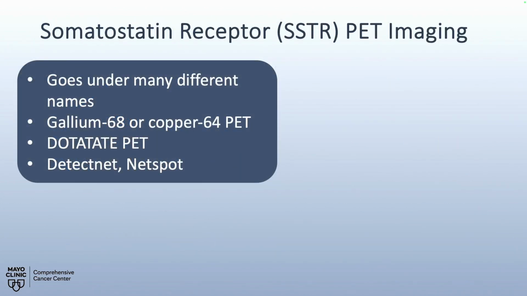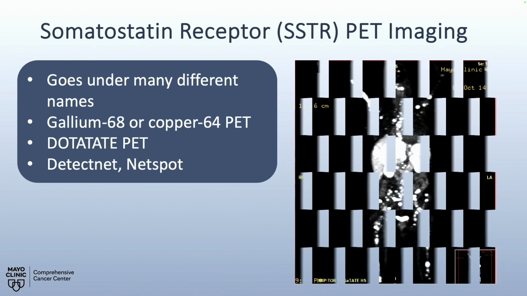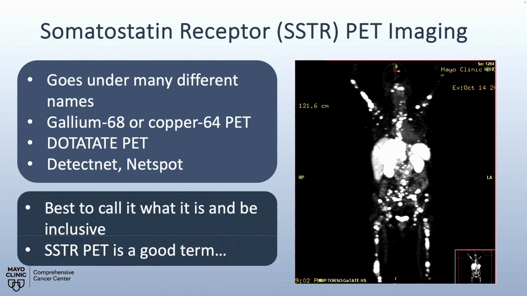This has many different names. You hear gallium-68 or copper-64 PET scans, dotatate PET, DetectNet, NetSpot. These are all different names of the same thing. All of them are somatostatin receptor imaging, or PET imaging. SSTR is what stands for somatostatin receptor. I would just use that name, and this is the picture I showed you before. It's best to call this what it is, what it does, instead of using brand names. Just call it SSTR PET. It's a somatostatin receptor PET scan.